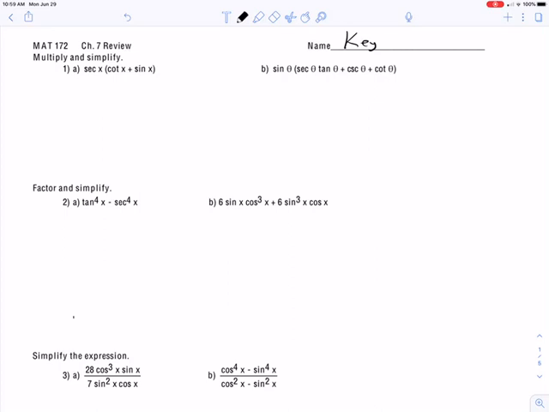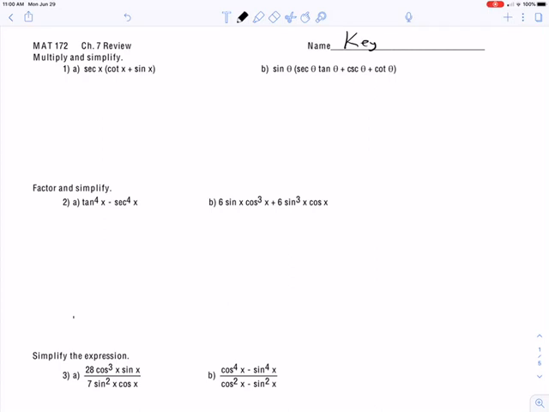Now we have our basic identities, the quotient identities, the reciprocal identities, even odd definitions. We also had, of course, Pythagorean, sum difference, double angle, and half angle identities. So if you need to refer to those, you can. Let's go ahead and look at problem number 1. We've got two examples, 1A and 1B. In 1, it says to multiply and simplify.